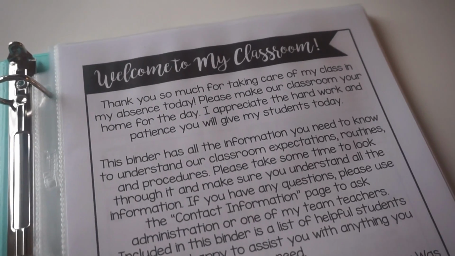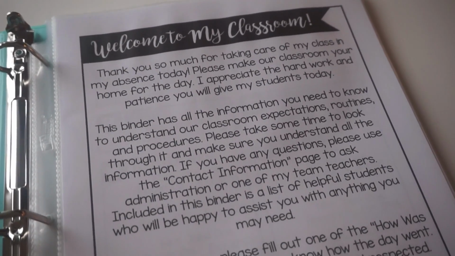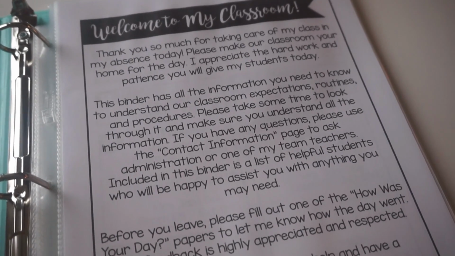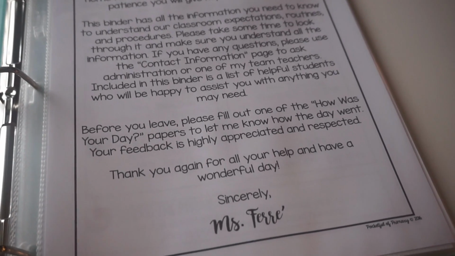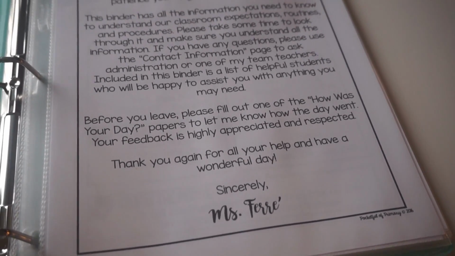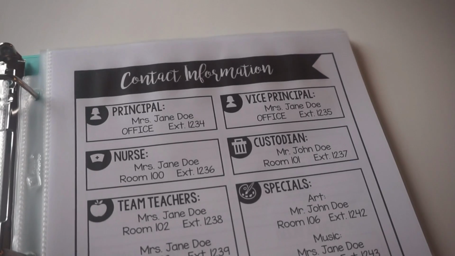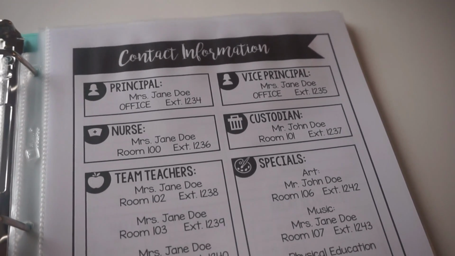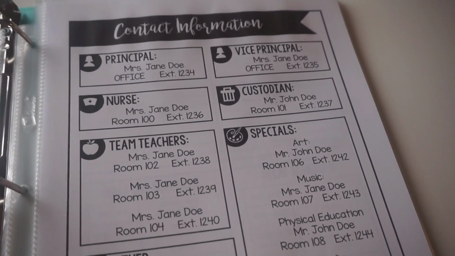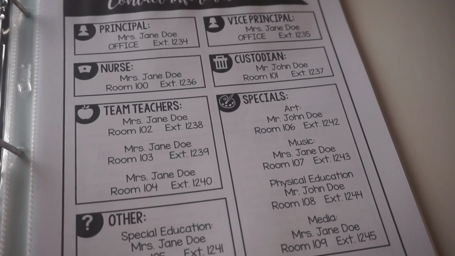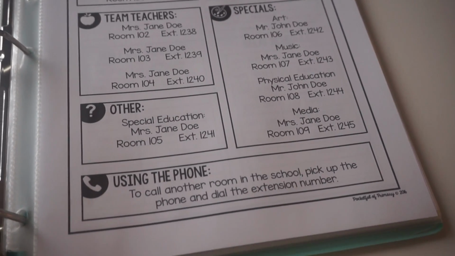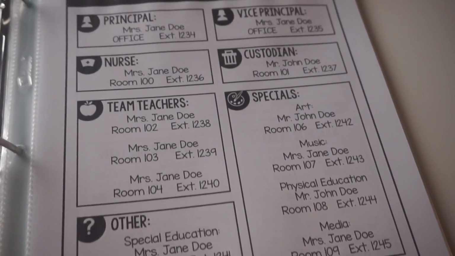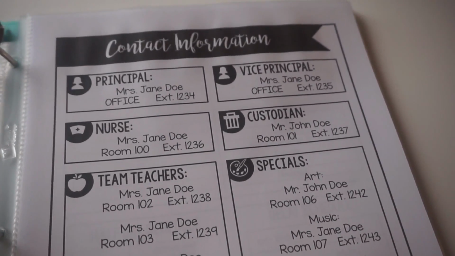The first page of my binder is this welcome letter. This is where I thank the substitute and make sure they know how much I appreciate how hard they work. This is also where I tell the substitute to please fill out one of those papers before they leave for the day. The second page is where I put all the contact information for different people in my school. This is not my real contact information. I changed some of these pages so that no personal information was shared, but this is a quick page that has pretty much all the contact information they would need.